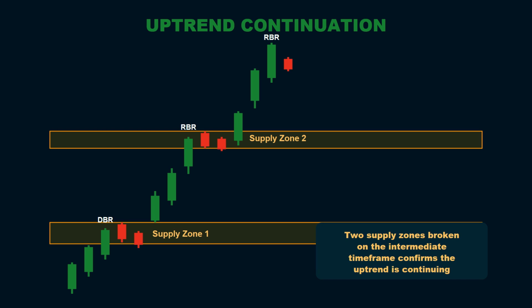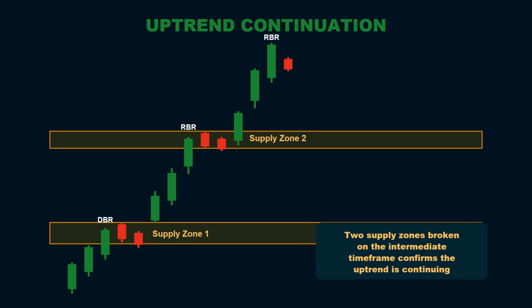If you treat every single broken zone as a reversal signal, you'll get chopped up entering countertrend trades again and again. Two zones broken in the same direction is a different story. That's not a one-off. That's a repeating structural signal, and structure is what you want to trade off of, not a single reaction.